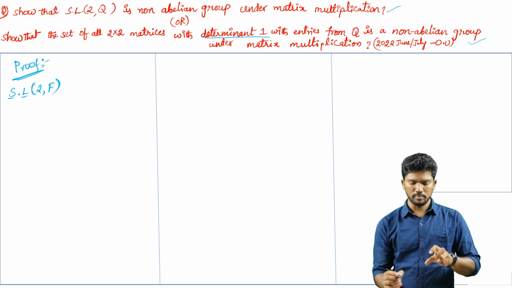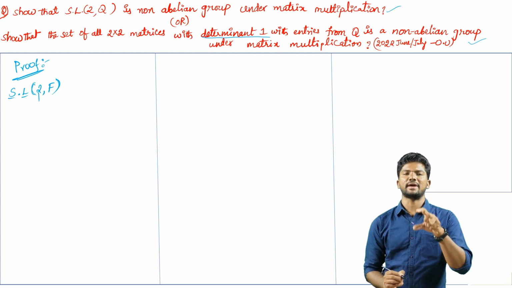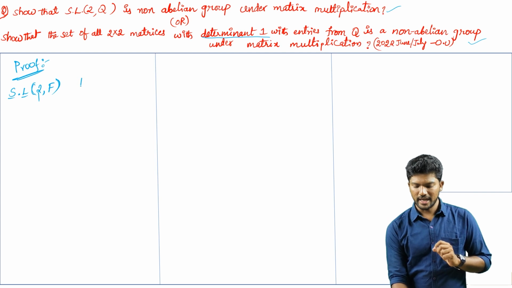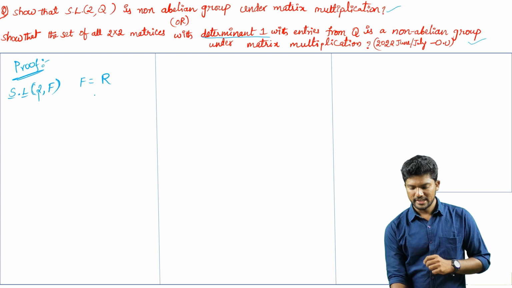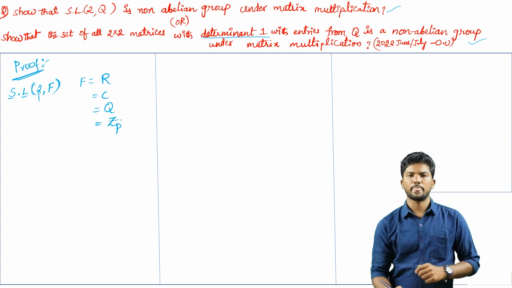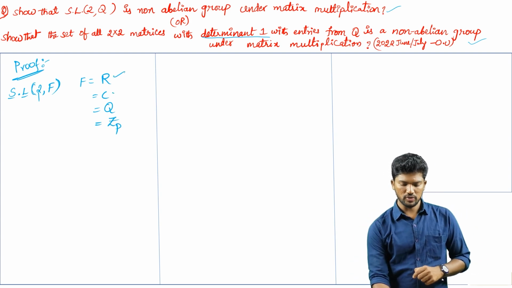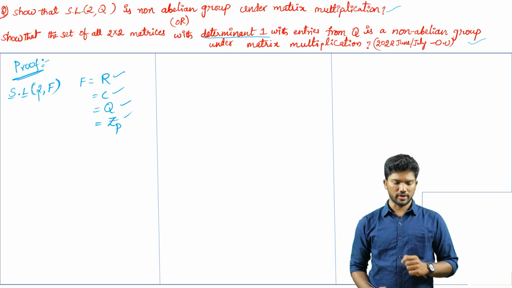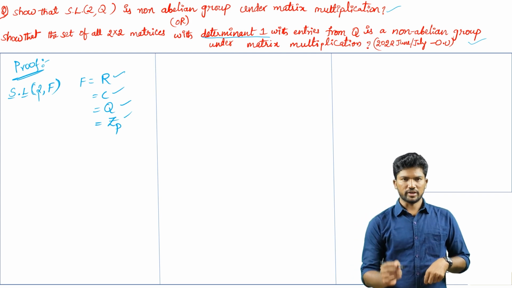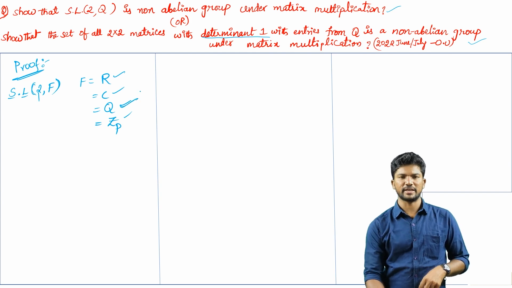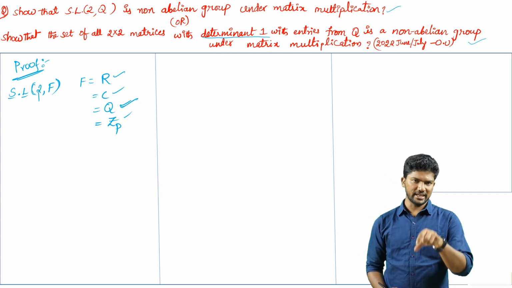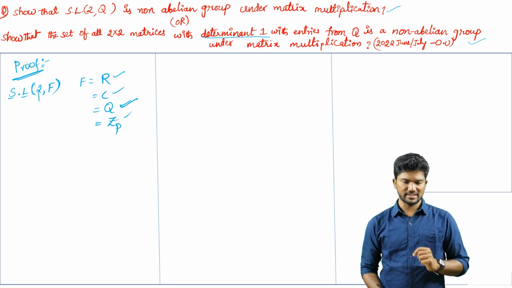Special linear group of 2 represents the order of the matrix, 2 by 2 matrices, and here capital F represents the field. That means the set of real numbers, the set of complex numbers, or the set of rational numbers, or the set of integers modulo p. These 4 fields you can face in the examination. In this question, we have to prove with respect to the rational numbers, that is, we are taking F equal to capital Q. Q is nothing but the rational numbers.